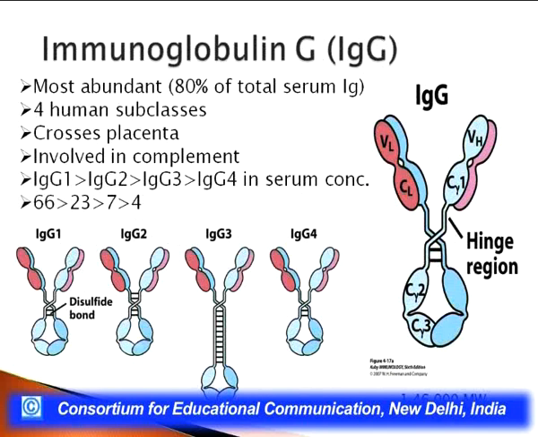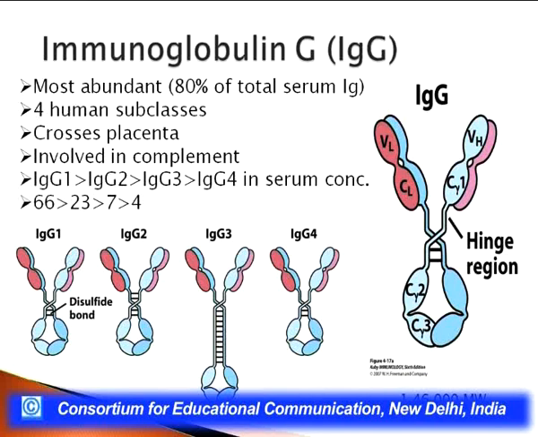And coming further to immunoglobulin G, a very important immunoglobulin type. This is the most abundant. Almost 80% of our total serum immunoglobulins are composed of immunoglobulin G. It is monomeric in nature, but it has 4 subclasses in humans. This is one immunoglobulin that can cross the placenta also. It is again involved in complement activation. IgG1, G2, G3, G4 are the subtypes of immunoglobulin G.